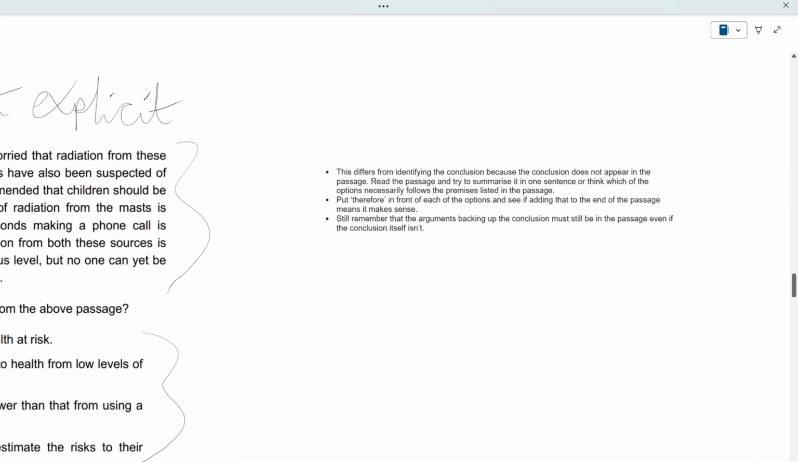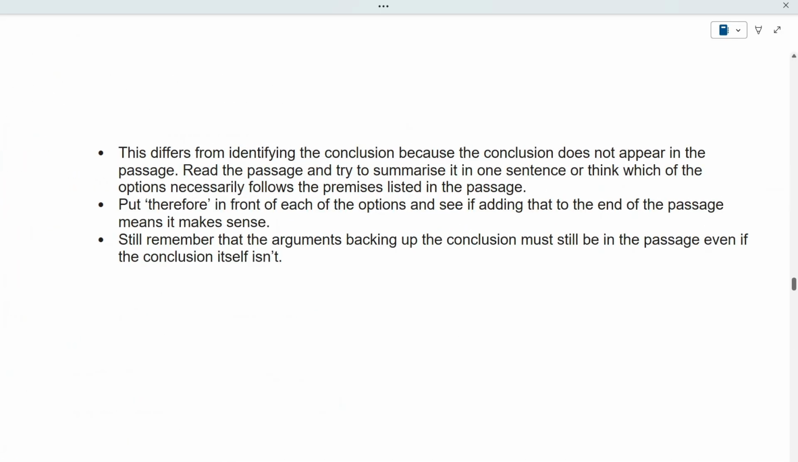And secondly, and basically my favourite method, we have the therefore test. In identifying conclusions, when you're between two options, you should see which one leads to another. This time, put therefore in front of each of the options and see if, when you stick that at the end of the paragraph, it makes sense, right?